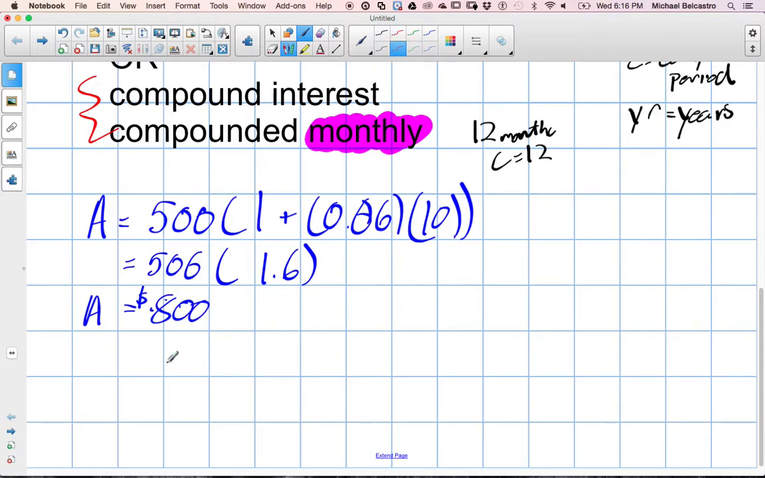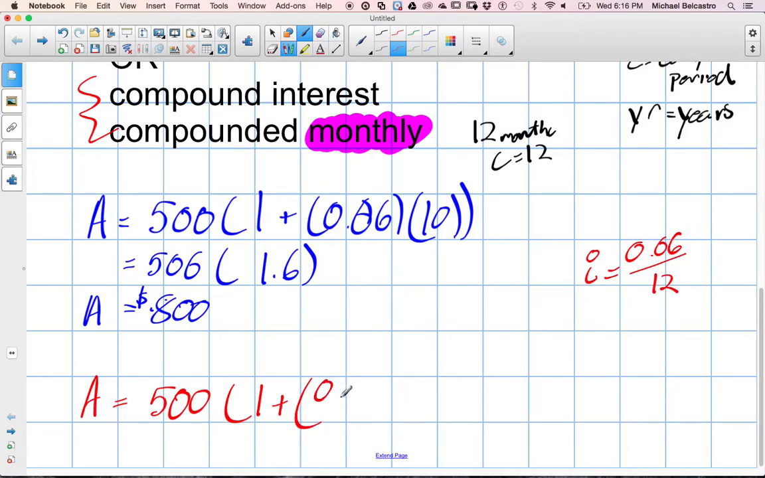Okay, compound interest. A is equal to 500 times 1 plus I, to the power of N. So we need to calculate our I. Our I is the interest rate, which was 0.06, divided by the compound period, so 12. This is going to be a much more complex number. I'll put it in as a fraction for now, but we'll calculate to get our decimal. And our N value is the number of years, which is 10, times the compound period, which is 12. 10 times 12 is 120. So our exponent is relatively large here.